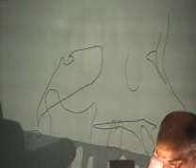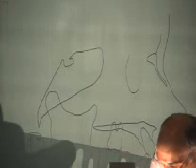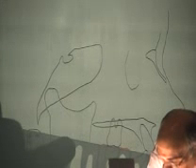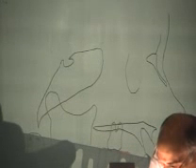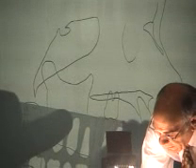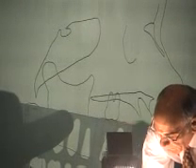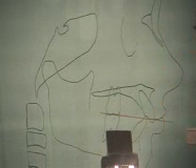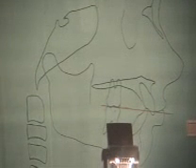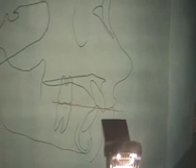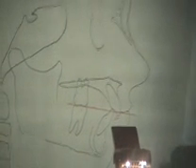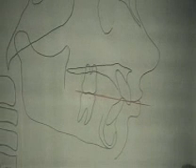And then you want to bisect the incisors. So you want an equal amount of incisal edge above and below this line. We want the same amount of upper and lower incisors to protrude below and above the occlusal plane. So that's what I call bisecting the incisors. Okay?